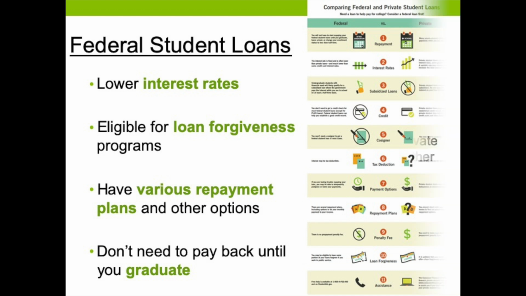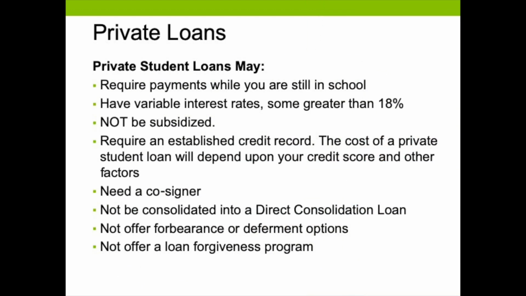Now, let's take a few seconds to just look over private student loans. These student loans are not generally the best for students. Their interest rates are higher. They're not subsidized, meaning that the interest rate accrues while you're still in school. And you will also have to start making payments while you're still in school. So once again, these private loans don't have the same benefits that your federal student loans have.